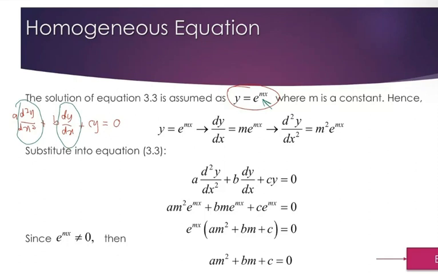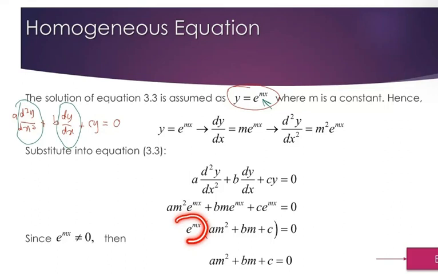After you differentiate y, you get m e to the power mx and m squared e to the power mx. Substitute back into equation 3.3 and you get this equation. Because we have a common term e to the power mx, you can factor it out. Now here we have am squared plus bm plus c.